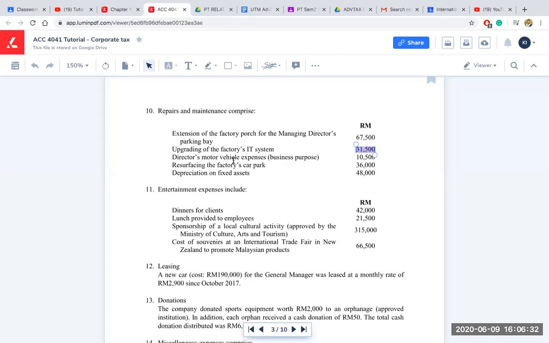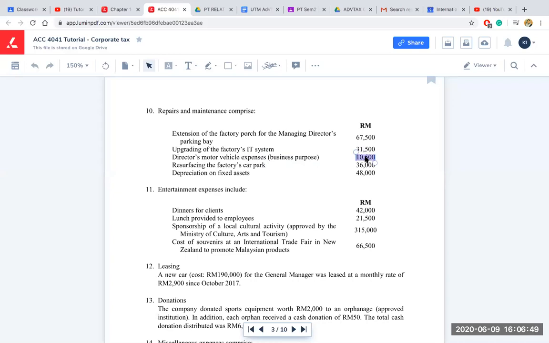And then you have director motor vehicle expenses, but in this case for business purpose. So nampaknya benda tu motor vehicle expenses. So it's revenue in nature. Kalau dia cakap expenses, maintenance, so all these are revenue. So in that case, it's allowable.